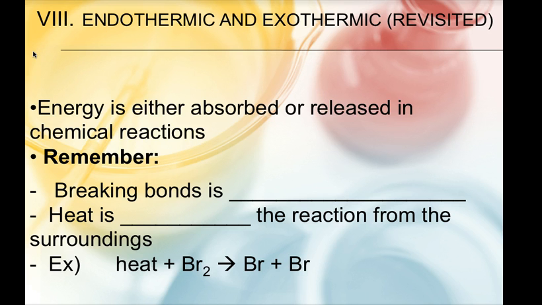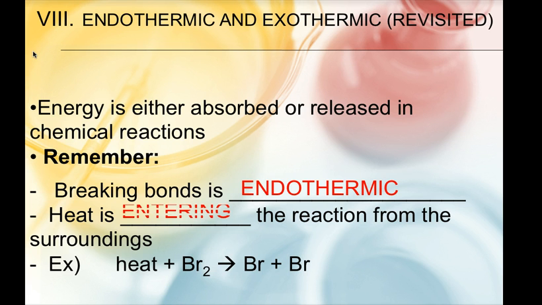When we did the unit on bonding, we also said that you needed to know whether the breaking of bonds or forming of bonds, I should say, which one of those is exo and which one's endothermic. Well, when you break a bond, it must absorb energy. So it's an endothermic process, which means that heat is entering the reaction. It's being absorbed from the surroundings, which means that the surroundings get cooler or colder.